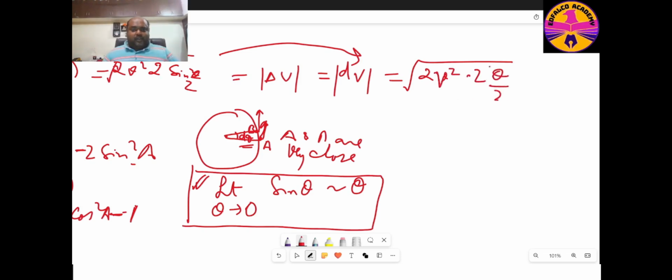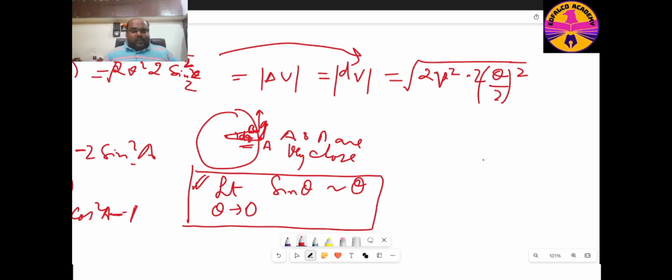theta by 2 whole square, because it was sin square theta by 2, which can be converted into approximately theta by 2. Sorry, it was 2 sin square theta by 2, because the formulation was 1 minus cos 2a is equal to 2 sin square a, right? So based on that, 1 minus cos theta got converted into 2 sin square theta by 2.